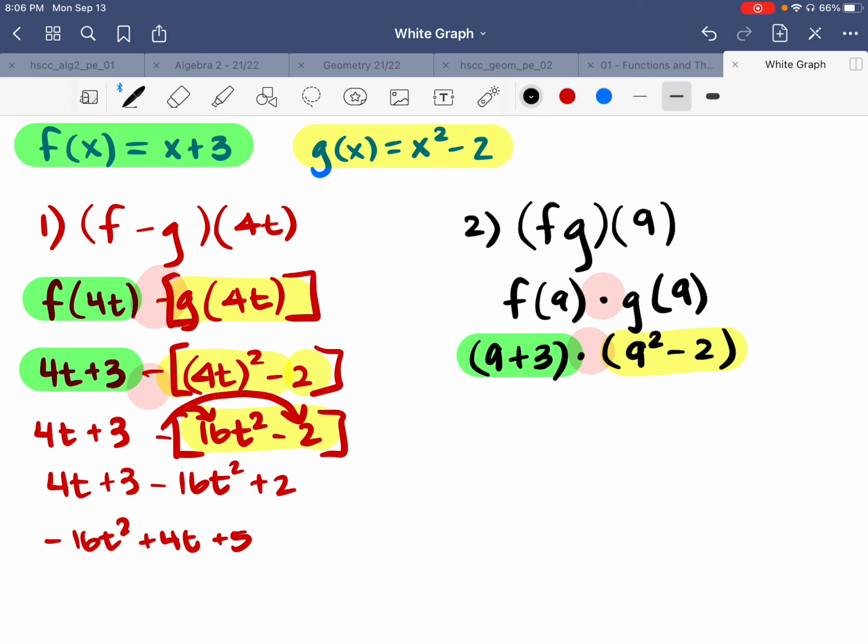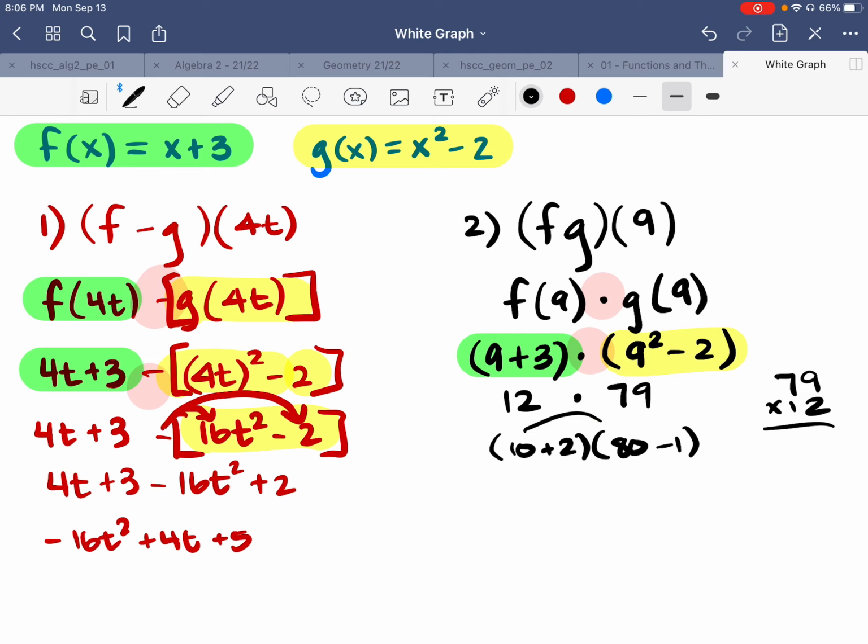9 plus 3 we know is 12. So we have 12 over here times 9 squared minus 2. So 81 minus 2, in other words, 79. So now we're multiplying 79 and 12. This is not a very easy multiplication, so I'm going to do something goofy. I'm going to go 10 plus 2, and I'm going to go 80 minus 1. Because this is just a whole different style. If you want to do 79 times 12 old school, you can.